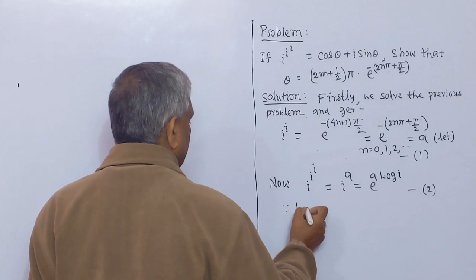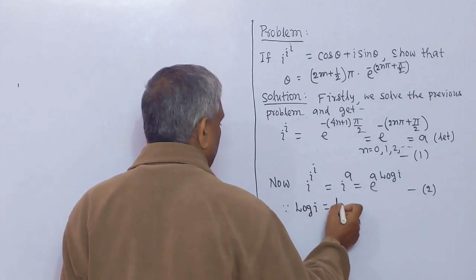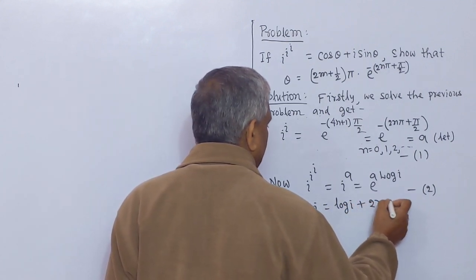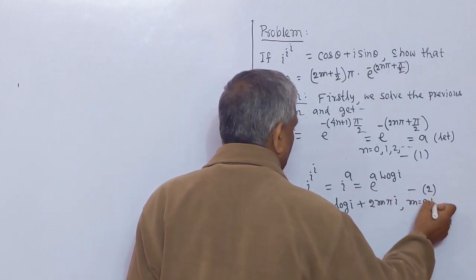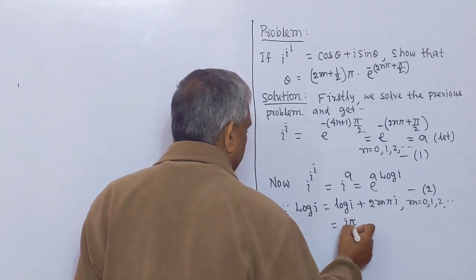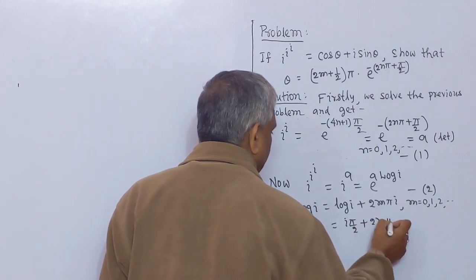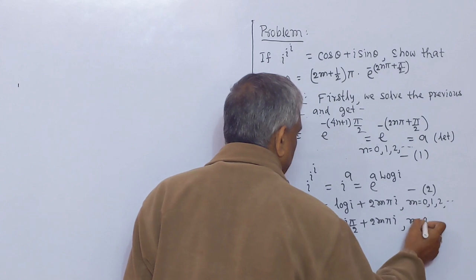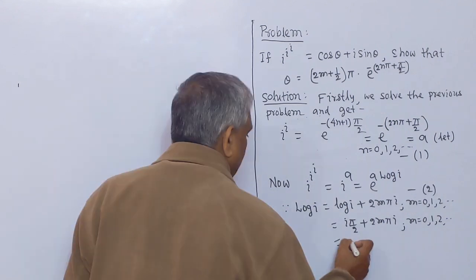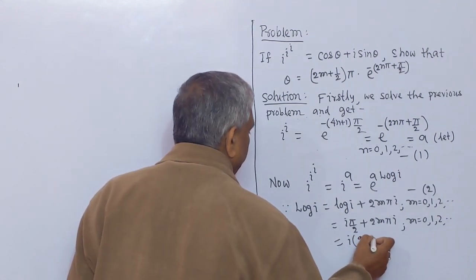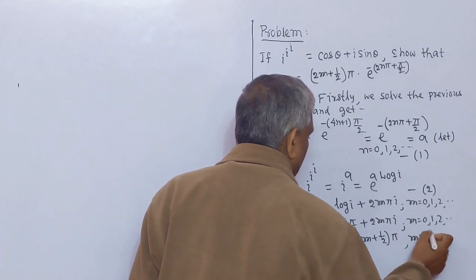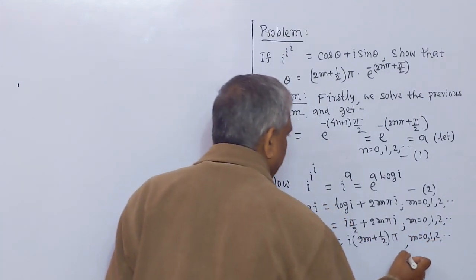Since capital Log i equal to small log i plus 2m pi i, m equal to 0, 1, 2, ..., and this log i is i pi by 2 plus 2m pi i, m equal to 0, 1, 2, .... And we may write this as i (2m plus half) pi, m equal to 0, 1, 2, .... Let this be number 3.